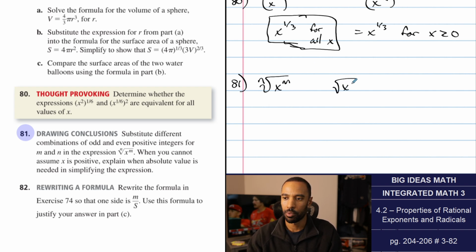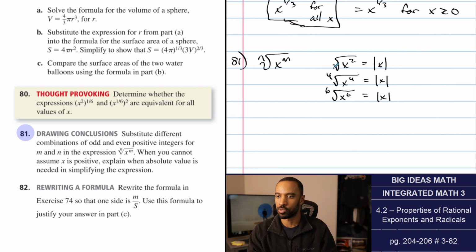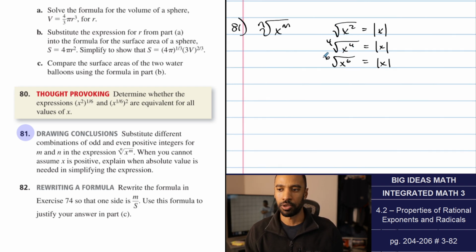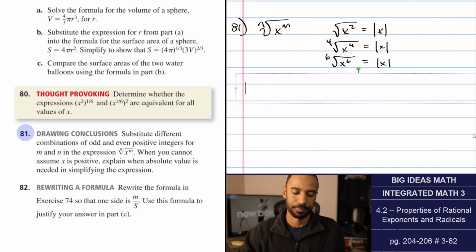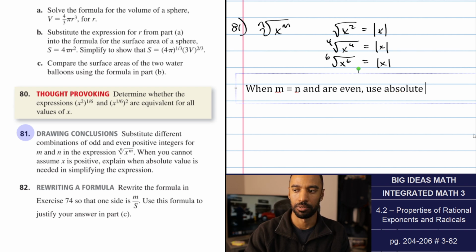So the square root of x squared was the absolute value of x. The fourth root of x to the fourth was the absolute value of x. Sixth root of x to the sixth was absolute value of x. So when they're equal in this, you take absolute value as long as they're both even. When they're equal and even, you take absolute value. That is a for sure. So we're going to conclude that as part of it. So when m equals n and are even, use absolute value.